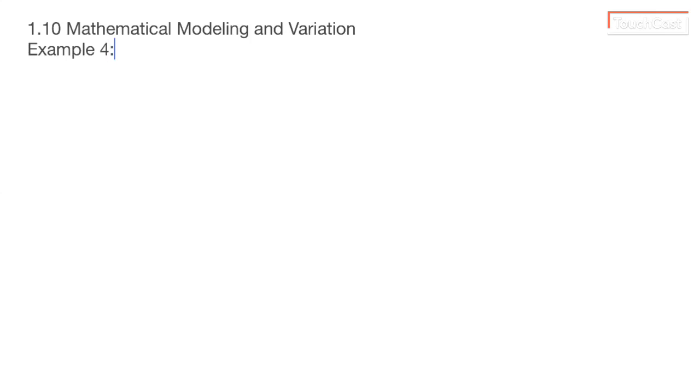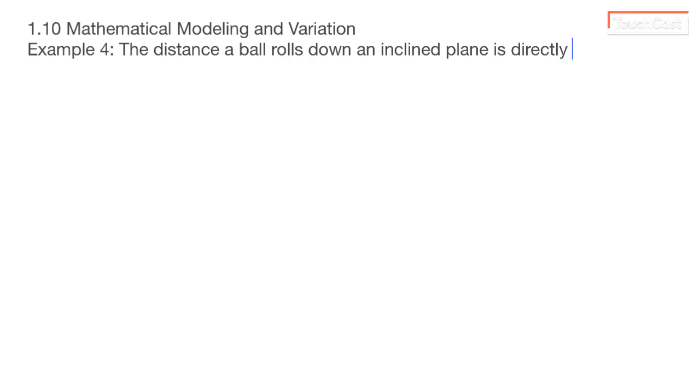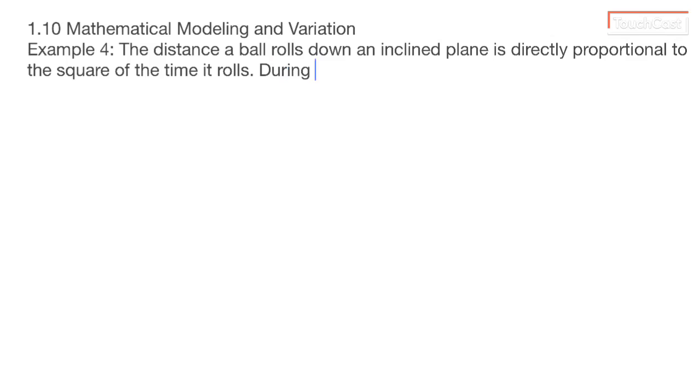Example 4. This is going to be the distance. A ball rolls down an inclined plane is directly proportional to the square of the time it rolls. And during the first second, the ball rolled 8 feet.